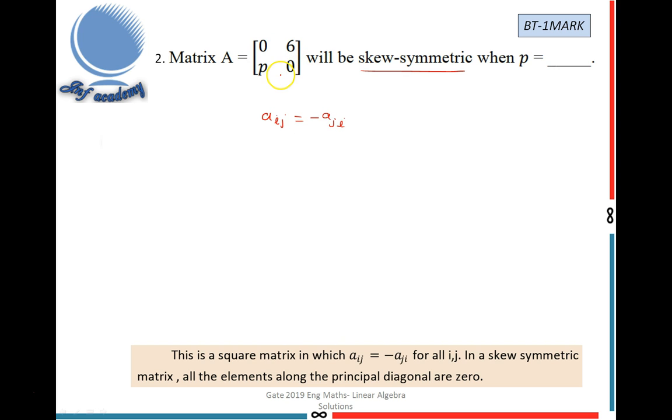That means here I have to find the value of P. P is placed in the second row, first column. A21 equals minus A12. This is the definition of a skew symmetric matrix. So A21 equals minus A12. A12 is 6, so minus 6. Here A21 is P. So finally I got P value is minus 6. So the answer is minus 6.